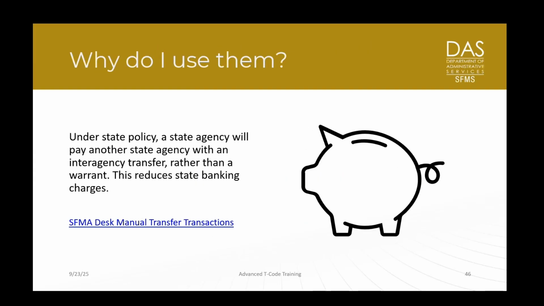But really, why do we use them? Because it's state policy, of course. A state agency will pay another state agency with an interagency transfer rather than a warrant, and this helps us reduce state banking charges.